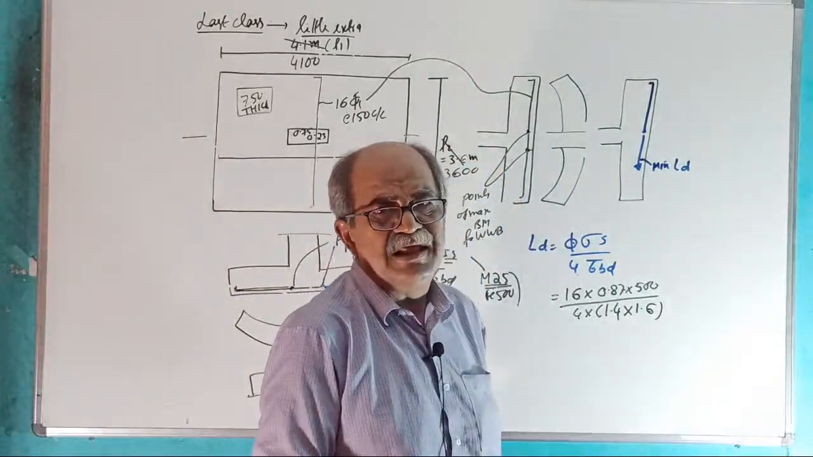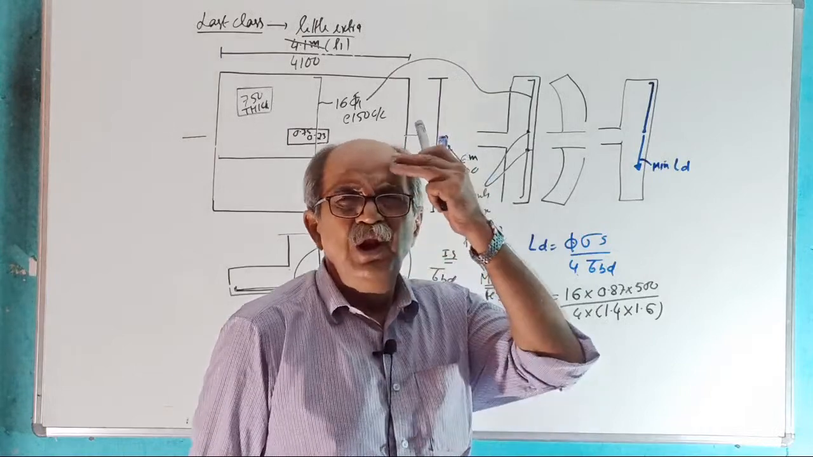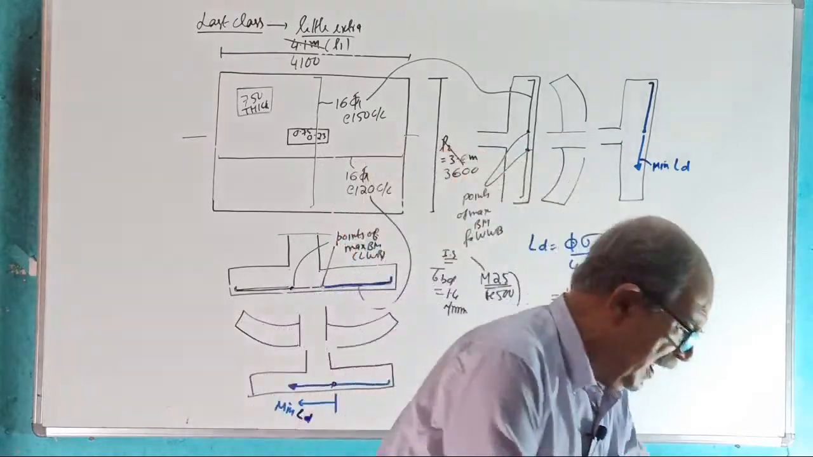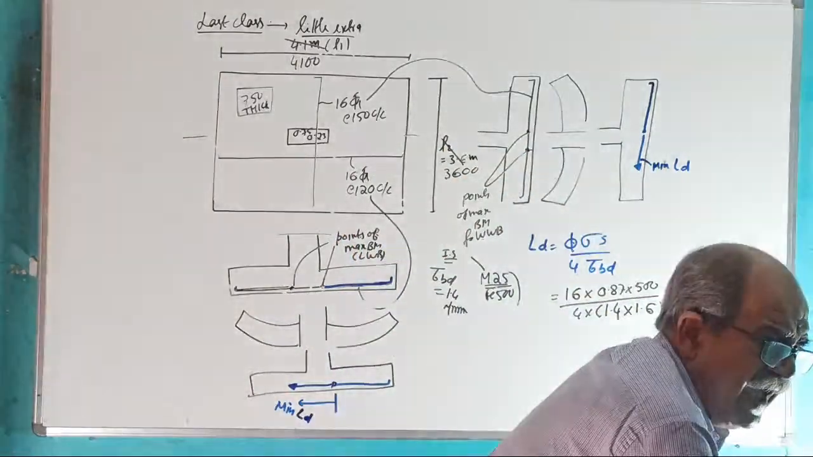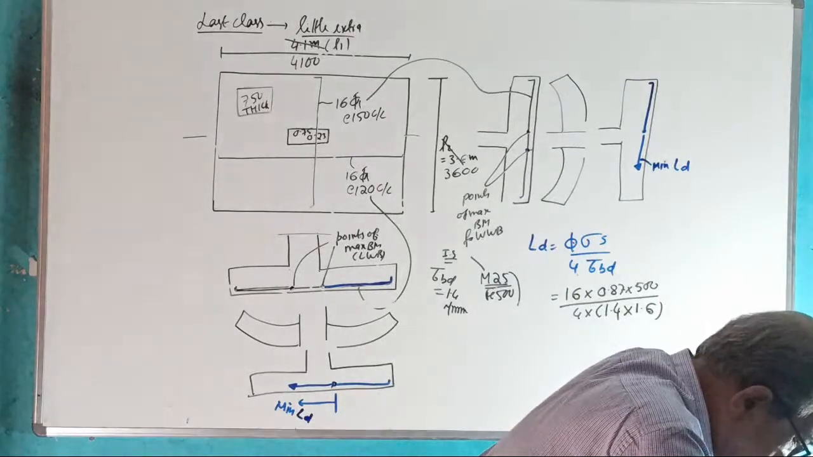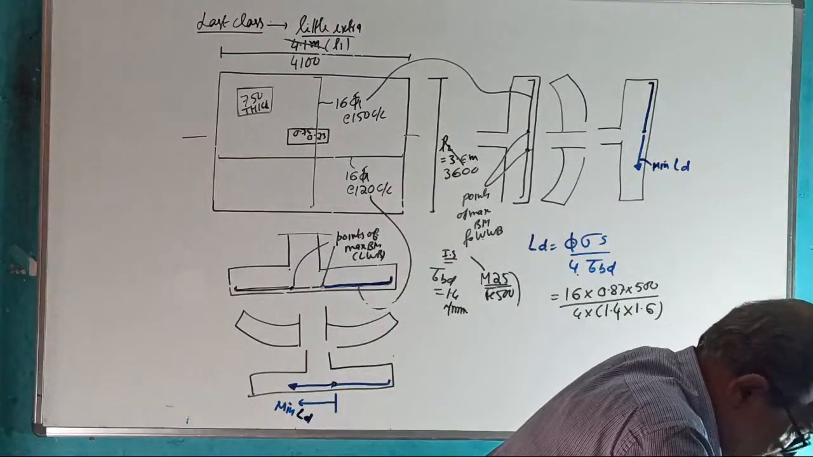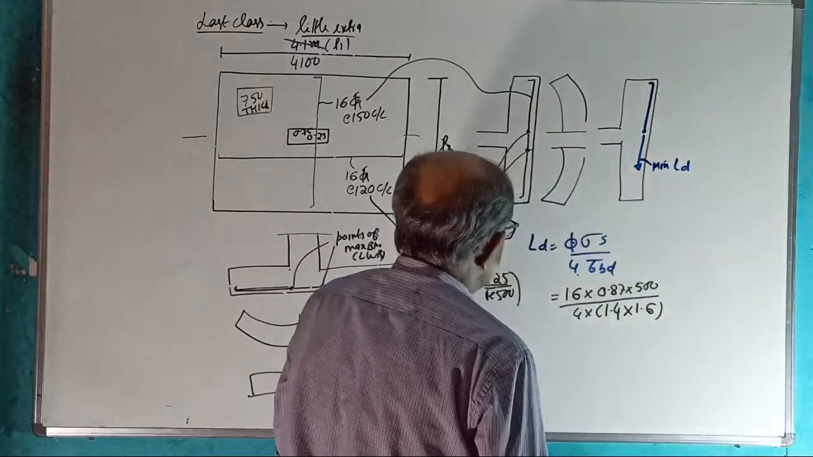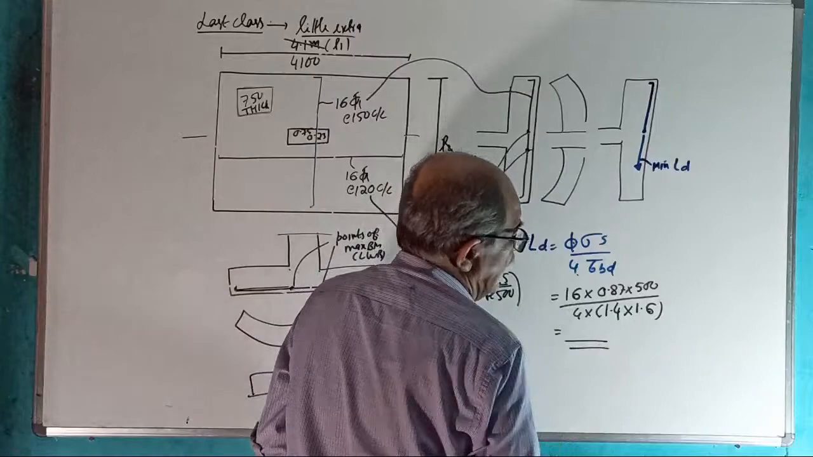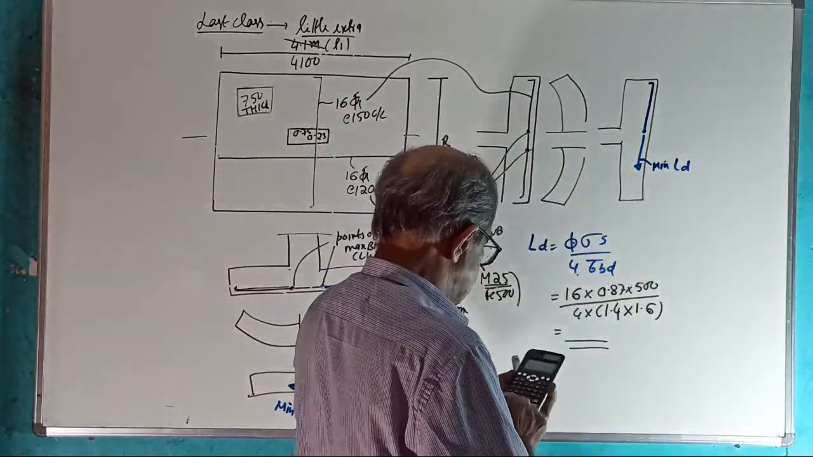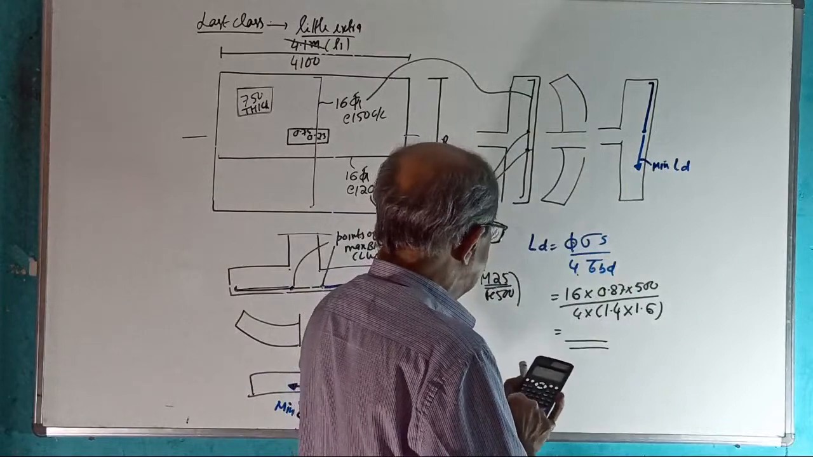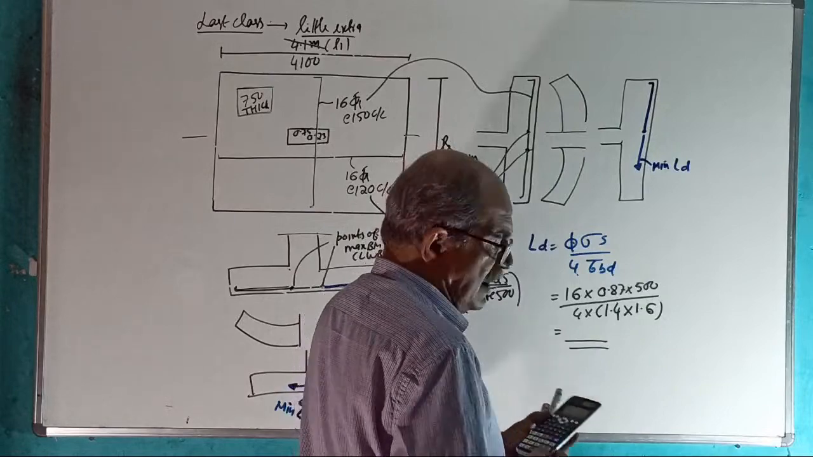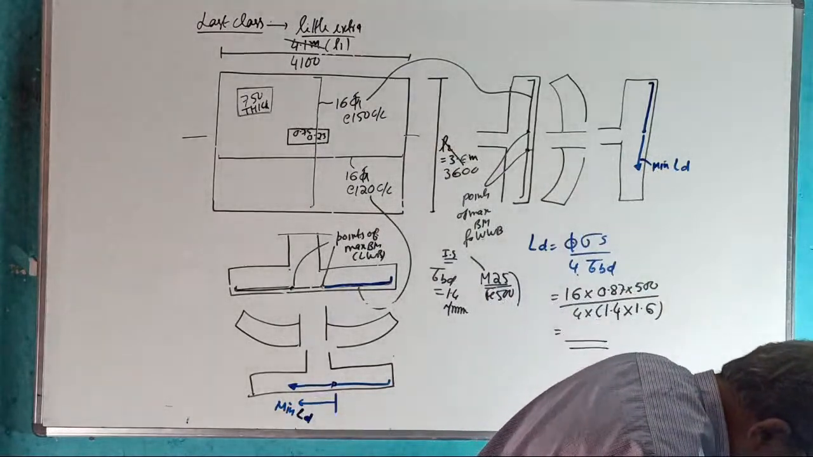Tell me, why into 1.6? This was fully explained in the ETABS class and RCC class thoroughly. Why 1.6? 1.4 is as per the IS code, then into 1.6. Why? It is increased by 60% for deformed bars. Tell me the answer. So, 16 into 0.87 into 500 divided by 4 divided by 1.4 divided by 1.6 is 776.79 millimeter.